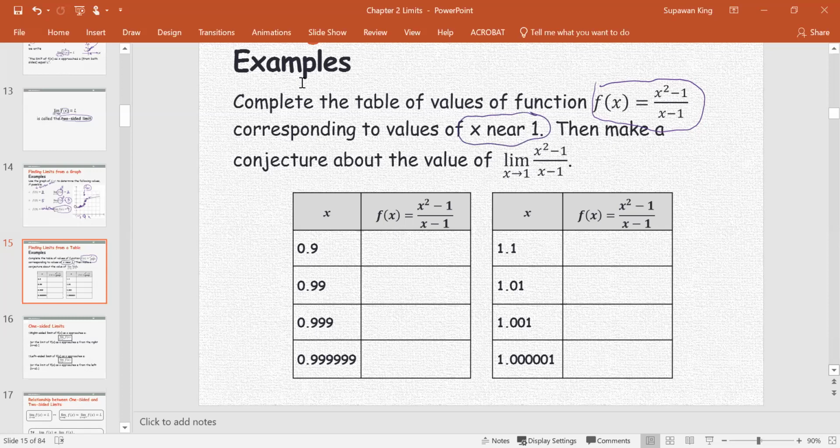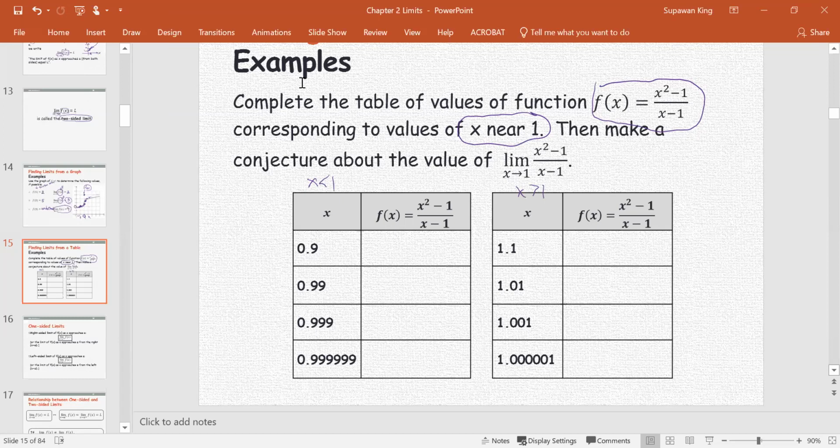On the left-hand side, x is 0.9, 0.99, 0.999, 0.9999, and so forth. And on the right side, 1.1, 1.01, and so forth. Basically, on the left-hand side, x will be less than 1 but very close to 1. On the right side, x is greater than 1, where it's very, very close to 1. Okay, we're going to complete this table.